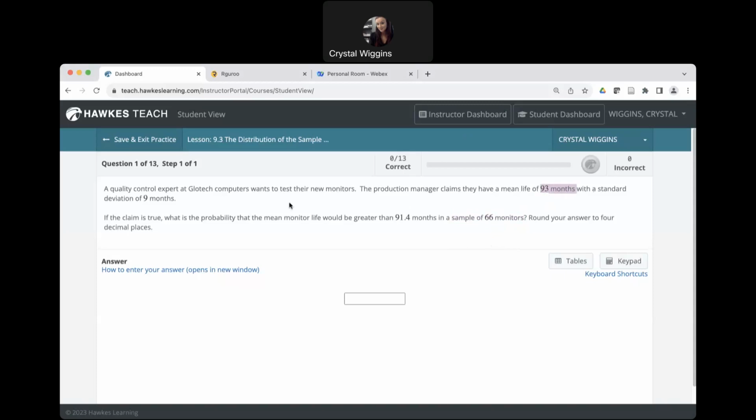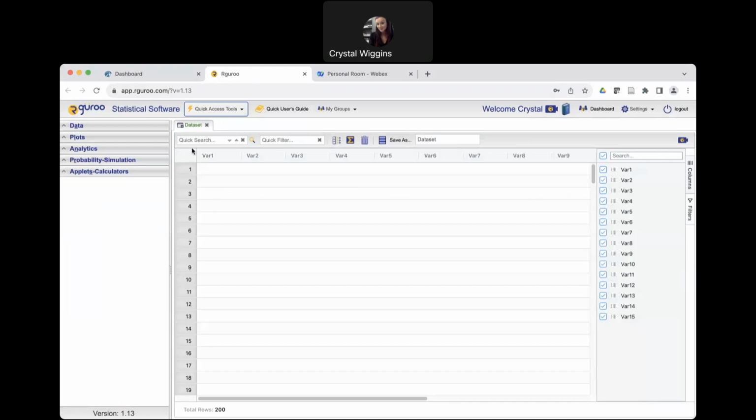And we will have to calculate the standard error, or the standard deviation for the sampling distribution, by taking the standard deviation of 9 and dividing by the square root of 66. That is a formula given by the central limit theorem. So let's calculate that first because we will need it. So let's pop into our Rguroo. And that's just going to be a straightforward calculation that we will do in a calculator.